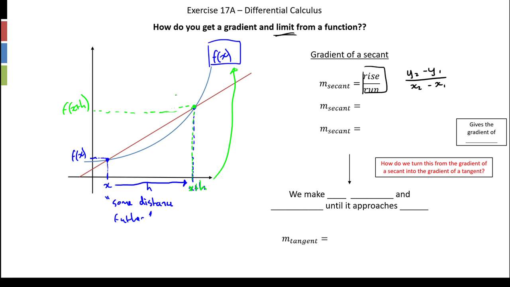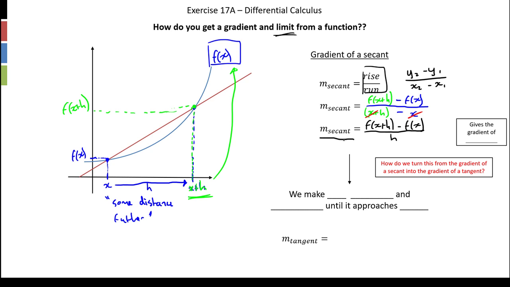So y2 is our y value, so that's going to be f of x plus h, take away our y1 value, which will just be f of x. And that's all going to be over x2, our x2 value is x plus h, and then we'll take away our x1 value, which is just x. Now there's one simple simplification we can do. We have an x plus h subtract x, so x cancels with the x, and we are left with f of x plus h minus f of x all over h.